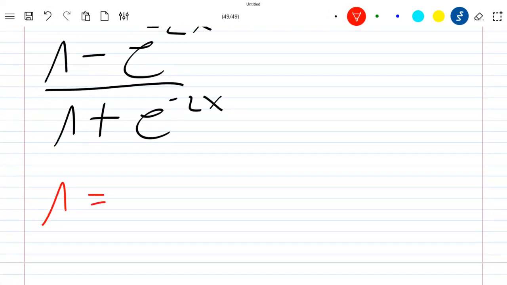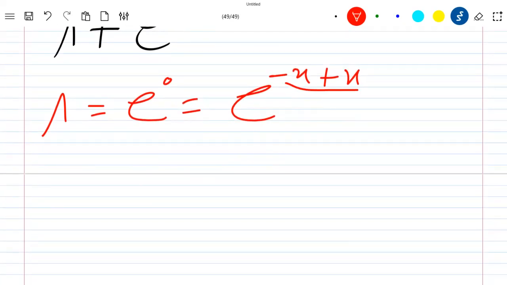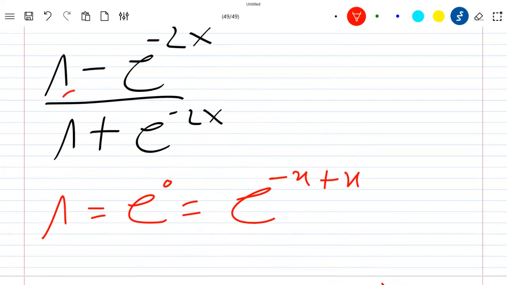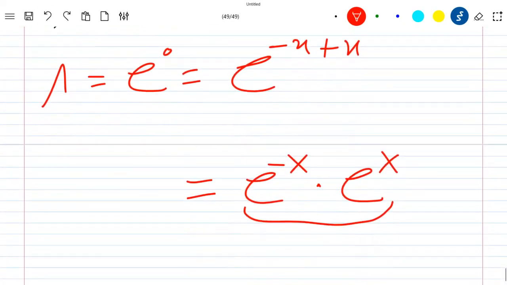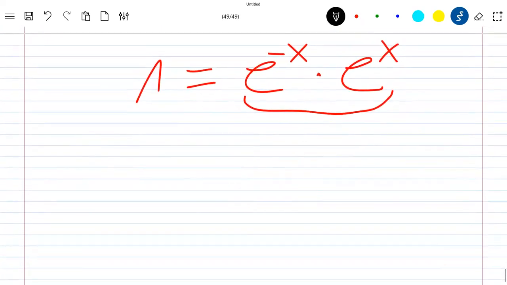1, which is equal to exponential 0, because every number to the power 0 is 1, which is equal to exponential minus x plus x, which is again 0 here, which is equal to exponential minus x times exponential x. So we'll just replace this value of 1 here and here to show the second equality. So we have 1 is equal to this one. Let's just show our second equality.